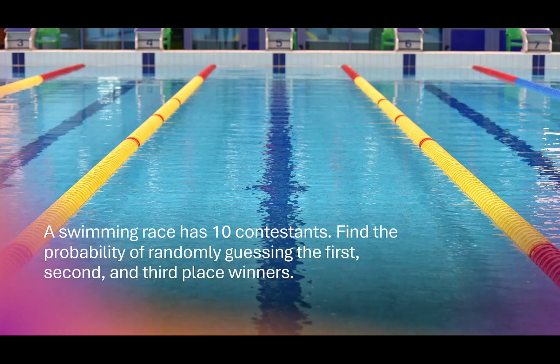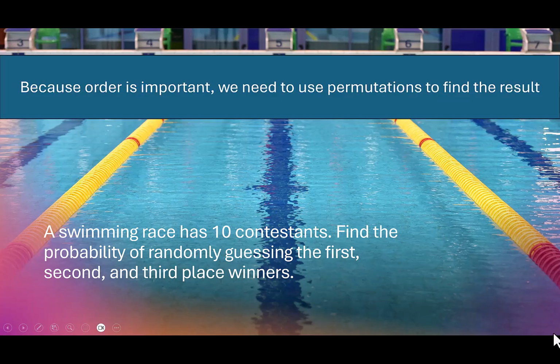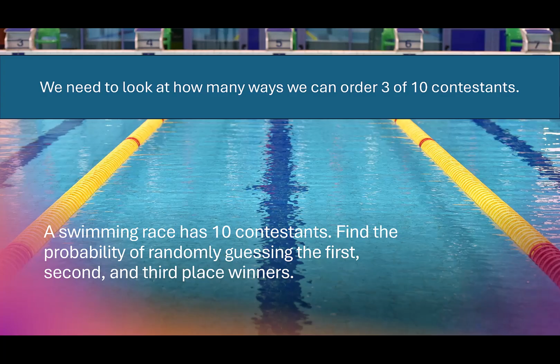Next, a swimming race has 10 contestants. We want to find the probability of randomly guessing the first, second, and third place winners. Because order is important, we need to use permutations to find the result. We need to look at how many ways we can order 3 of 10 contestants. That forms our sample space.